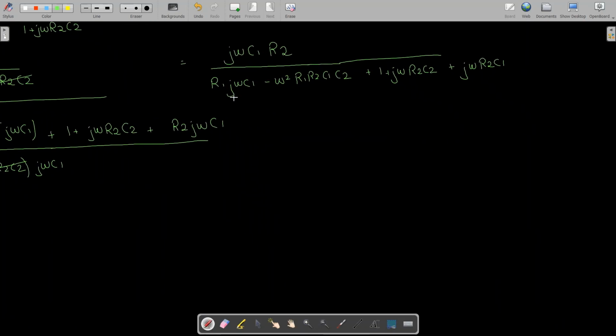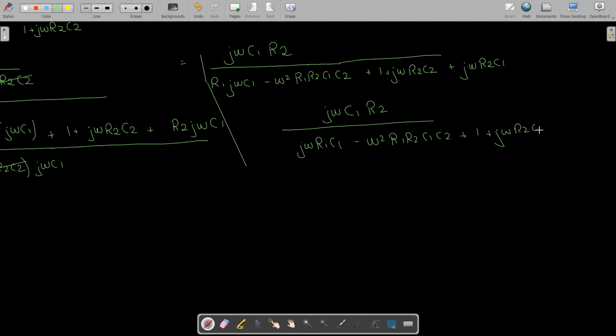Okay, so we have, let me draw a line over here so you do not get confused. We need to simplify this. From here we are going to have j omega C1 R2 divided by j omega R1 C1, and then we have minus omega square R1 R2 C1 C2 plus 1, plus j omega R2 C2 plus j omega R2 C1.